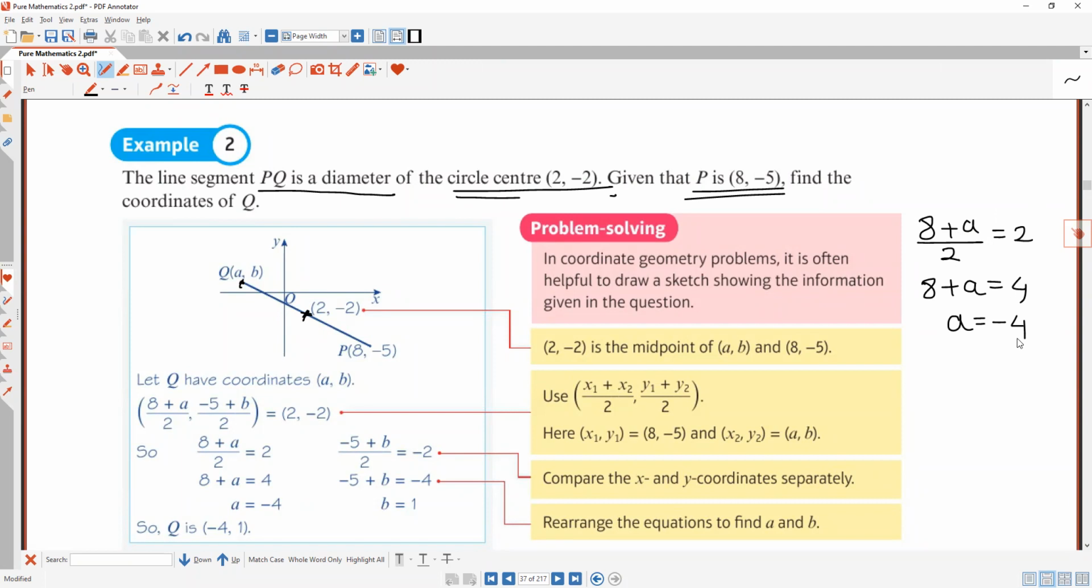Example 2, everyone got it? Guys? Yes. Okay, fine then.